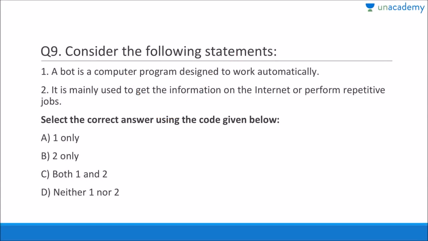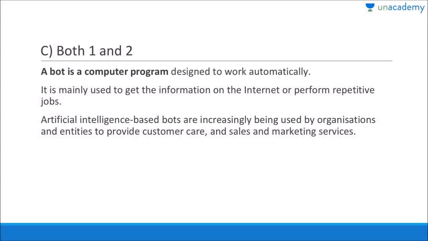Question number 9. A bot is a computer program designed to work automatically. That is correct. It is mainly used to get the information on the internet or perform repetitive jobs. So that is also correct. Answer is C, both 1 and 2. So a bot is a computer program designed to work automatically and it is used for repetitive jobs. And artificial intelligence based bots are increasingly being used by organizations and entities to provide customer care, sales, marketing service, etc.